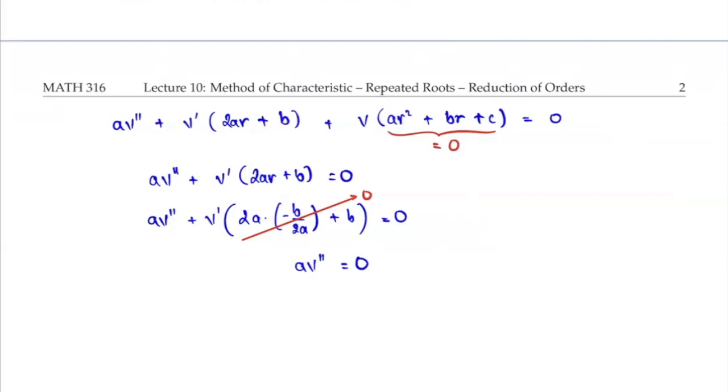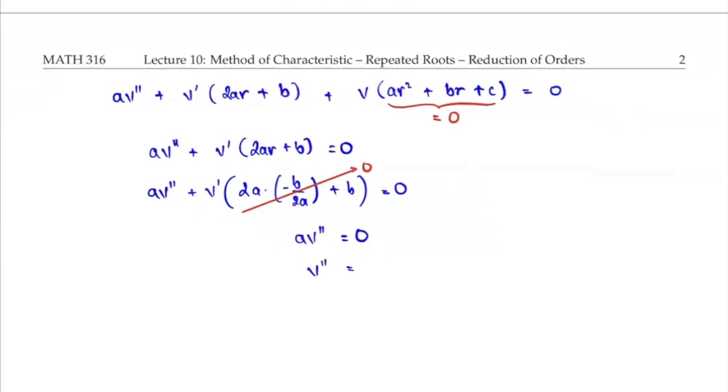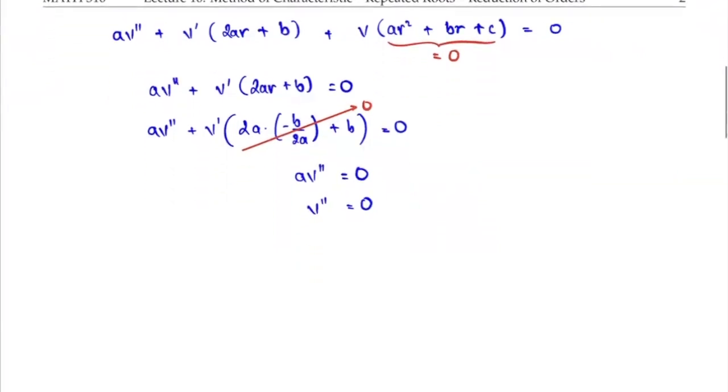And a is a constant, right? So you divide both sides by a and you're left with just v double prime equal to 0. And you integrate this equation. For the first integral, you get just a constant, so v prime equal to a constant. Then you take another integral, and then you have v of t of the form, let's say, k1t plus k2.